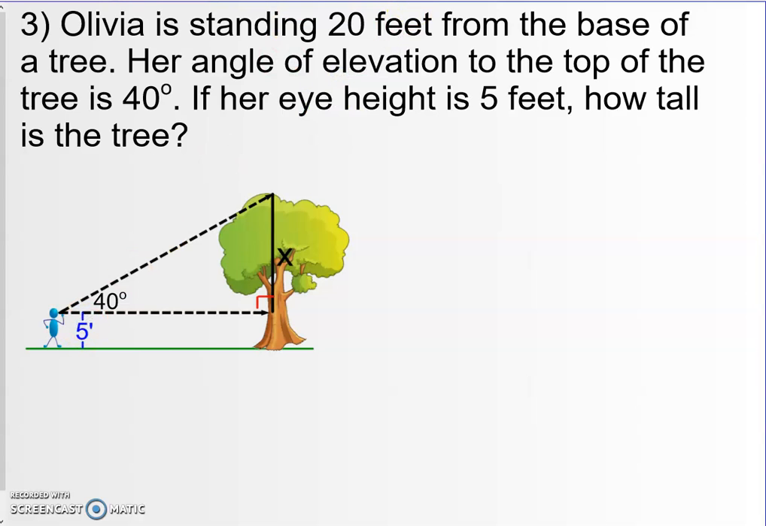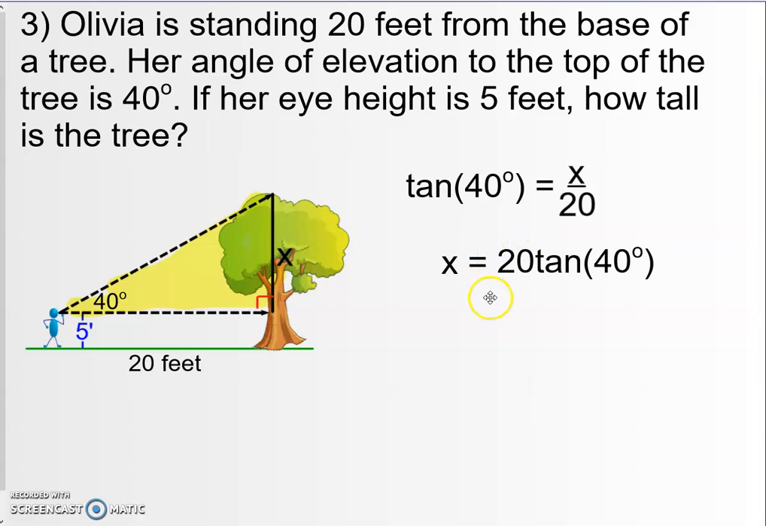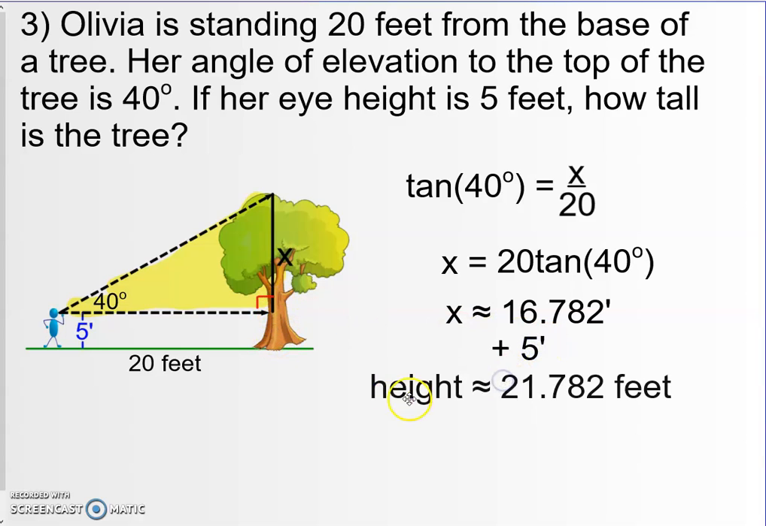Right now, I'm just going to worry about this yellow triangle right here. And in that yellow triangle, I know that this distance right across here is 20 feet. So I use the tangent function. The tangent of 40 is opposite over adjacent, x over 20. I solve for x. I put that in my calculator. That's x. That's not the height of the tree. To find the height of the tree, I have to add on Olivia's eye height. So I add 5, and that gets me the tree height.